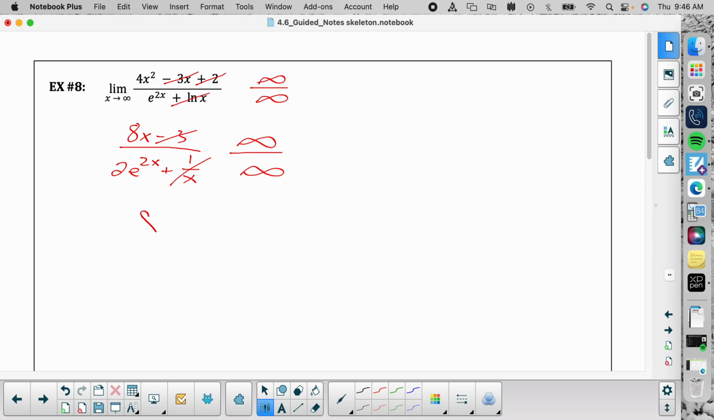Top, 8. Bottom, 2e to the 2x's derivative will be 4e to the 2x. 1 over x's derivative will be something. I mean, I'm pretty sure it's negative 1 over x squared, but I don't actually care. Because the top number is just an 8, the bottom will be infinity. Which is 0.